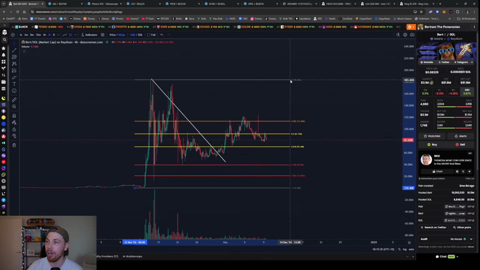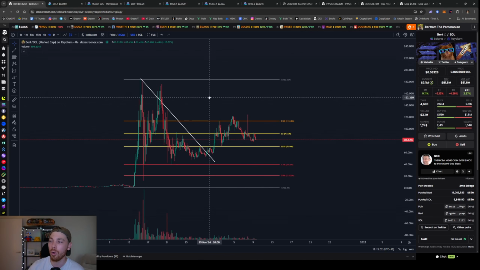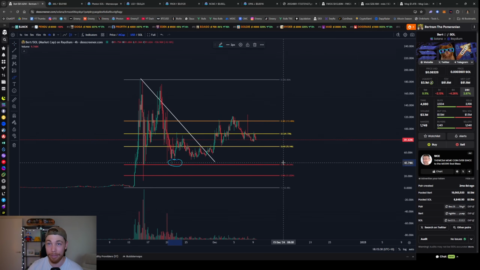So if we take a look at BERT, for example, this is a swing trade that GTG took about a week ago. Let's have a look. Yeah, just over a week ago, okay? Where did we buy this? We bought this at the 0.786.